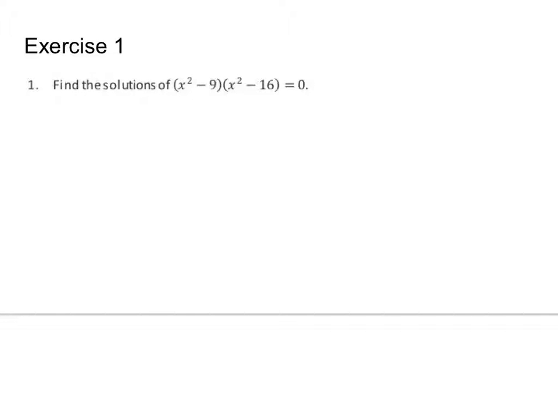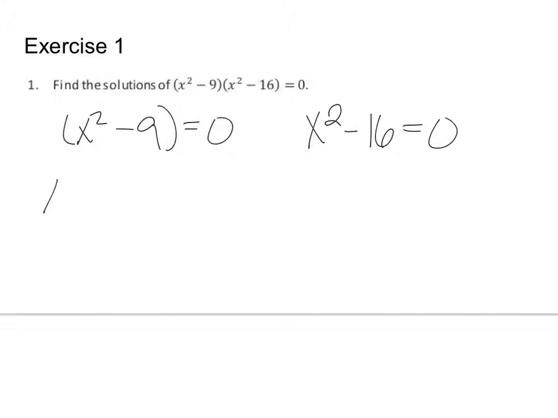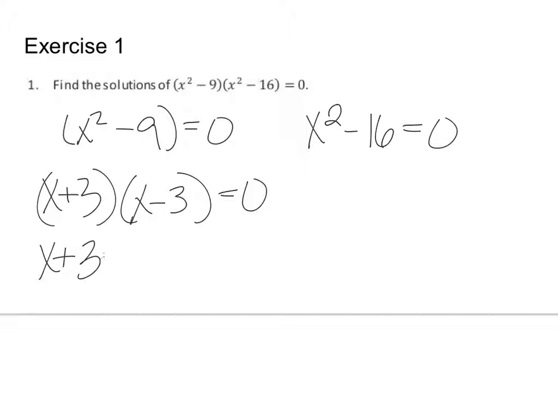So let's try a few. That was a really long beginning, wasn't it? Find the solutions of this whole equation. And we just said that I can separate them, and it might be easier. So I'll have x plus 3, x minus 3 equals 0. And you do not have to show every single step here. So x equals -3 and x equals 3.